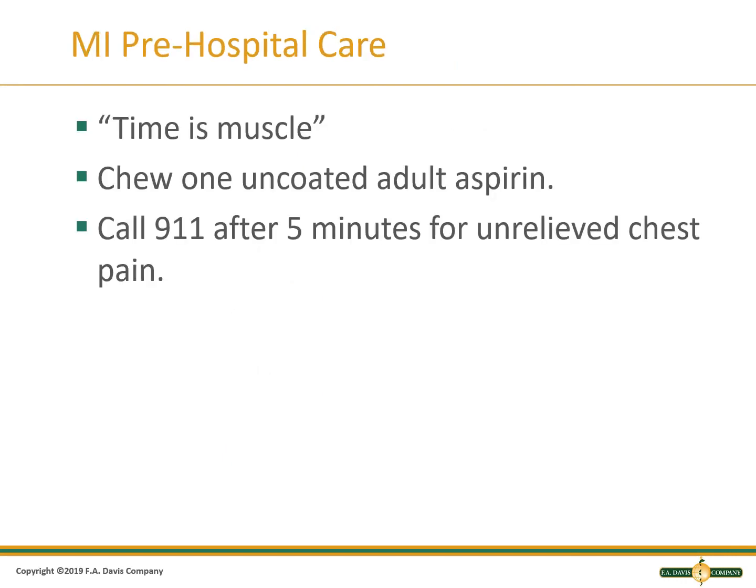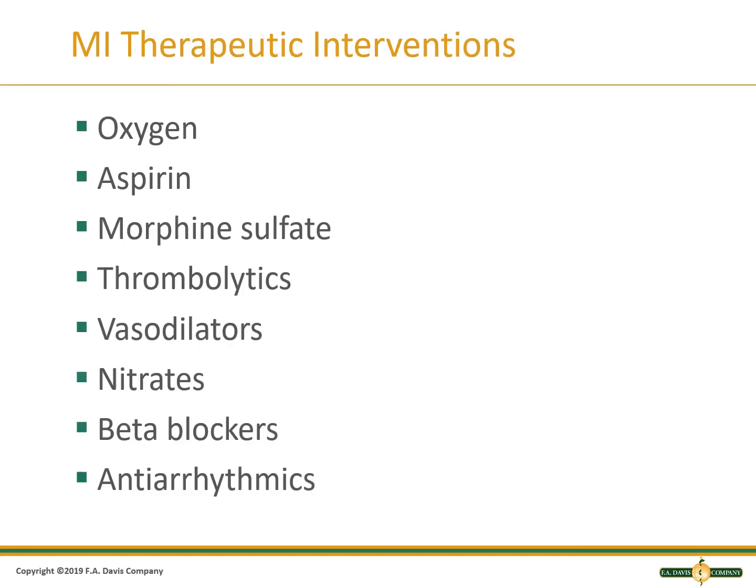Ideally, medical treatment should be sought within 5 minutes for unrelieved chest pain. American Heart Association recommends chewing 1 uncoated adult aspirin at the onset of chest pain as directed by a healthcare provider. Goal is to restore the blood flow to the heart muscle within 90 minutes or less of the patient's arrival at the ED door.